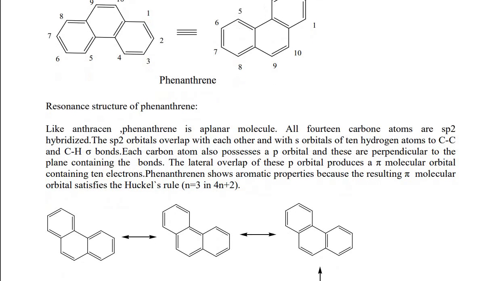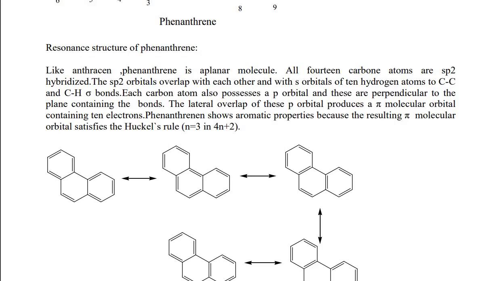Now, resonance structure of phenanthrene. Like anthracene, phenanthrene is a planar molecule. All 14 carbon atoms are sp2 hybridized. The sp2 orbitals overlap with each other and with the orbitals of 10 hydrogen atoms to form carbon-carbon and carbon-hydrogen sigma bonds. Each carbon atom also possesses a p orbital, and these are perpendicular to the plane containing the bonds. The lateral overlap of these p orbitals produces a pi molecular orbital containing 10 electrons.